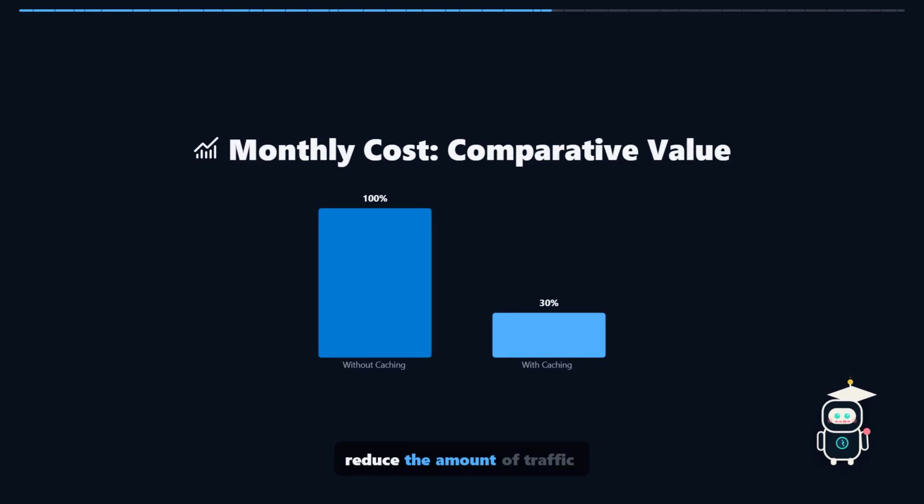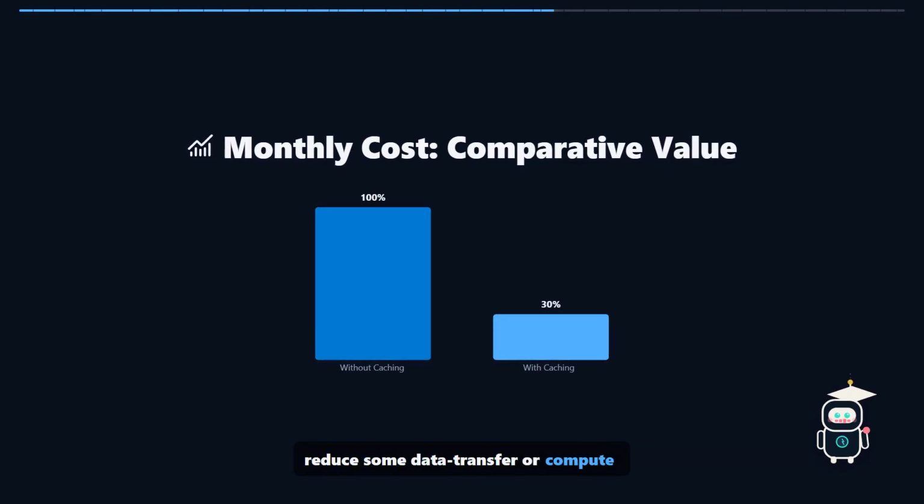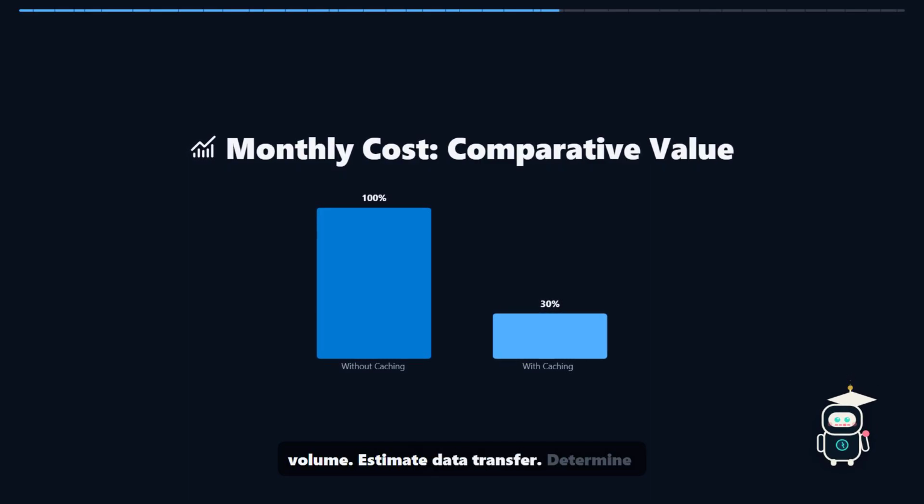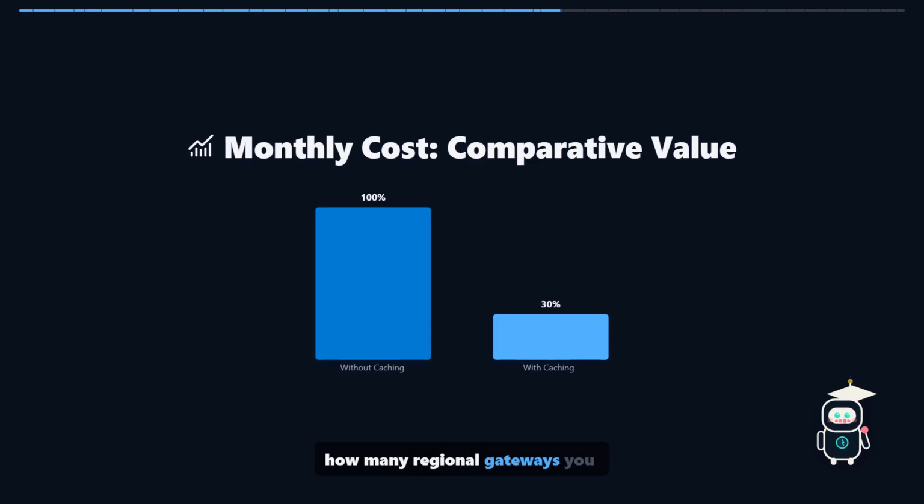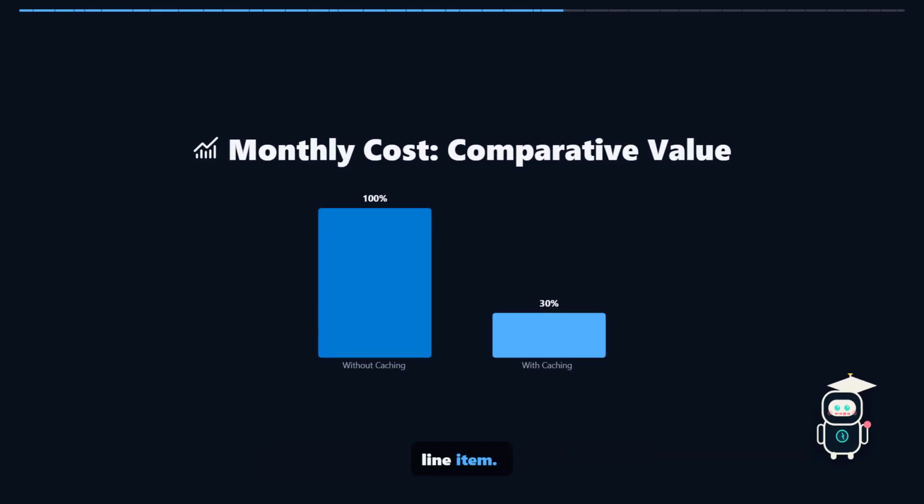Caching may reduce the amount of traffic reaching your origins, which can lower origin load and potentially reduce some data transfer or compute requirements. But whether that produces a net saving depends on your workload, so don't say, "Front Door is cheaper." Build the traffic model. Estimate request volume. Estimate data transfer. Determine how many regional gateways you actually need. Then use the current Azure pricing calculator. Architects optimize the complete architecture, not one line item.